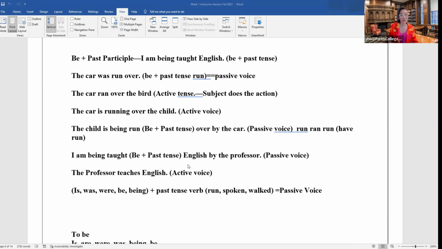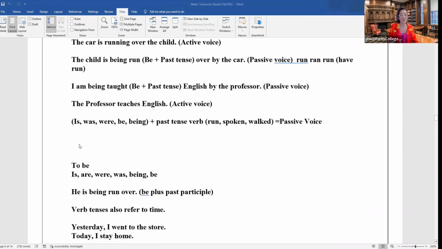I am being taught English by the professor. So here, be verb plus past participle. That's how we form passive voice. So you are being taught English, so you're receiving the action, therefore you're in a passive state. That's one way of remembering it. The professor teaches English. Here the subject is doing the action, therefore it's active voice. So anytime you have is, was, were, be, being, plus the past tense of the verb, like run, spoken, walked, that equals passive voice. All right.